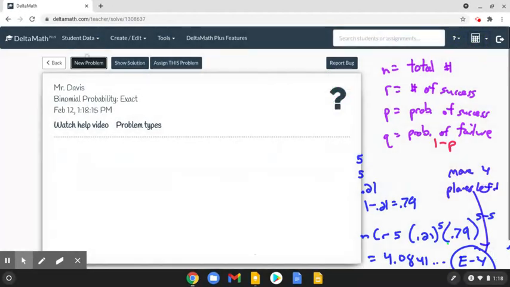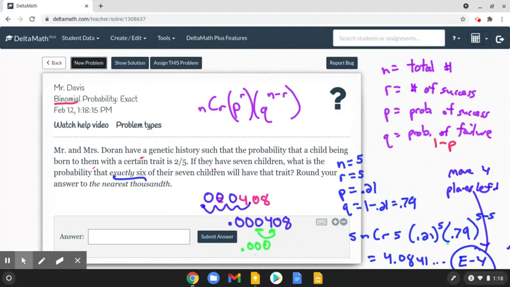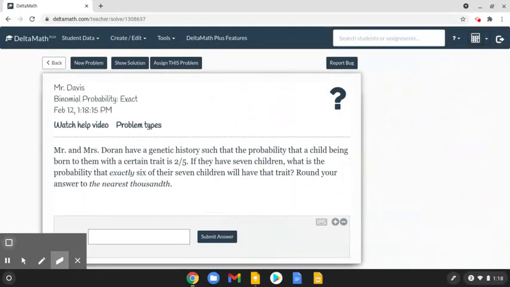Okay, let's go ahead and maybe look at one more. For this one, it just gives us a fraction instead of a decimal. It still works just fine. It's the same. All right, it says Mr. and Mrs. Duran have a genetic history. The probability of a child being born to them with a certain trait now is 2/5. So same thing, except that the probability is 2/5. They're going to have 7 children now. Different family, I guess. So N is going to be 7.